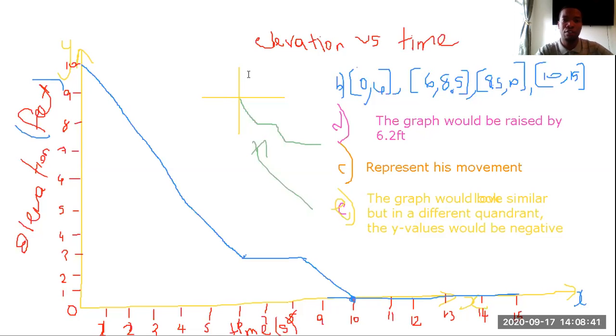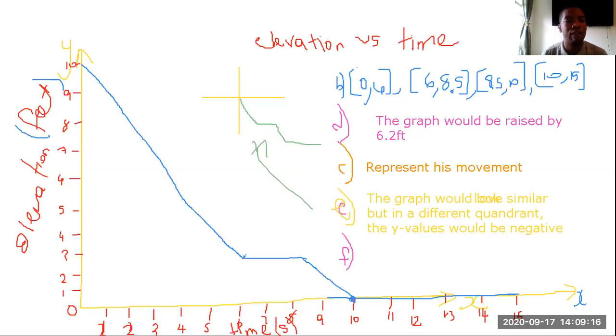So let's do F. It says, what is his average rate of descent between 0 seconds and time 6 seconds? His average rate of descent. What was his average rate of descent between 8.5 and 10? Over which interval does he descend faster? Describe how your graph part would also be used to find the interval during which he descended.